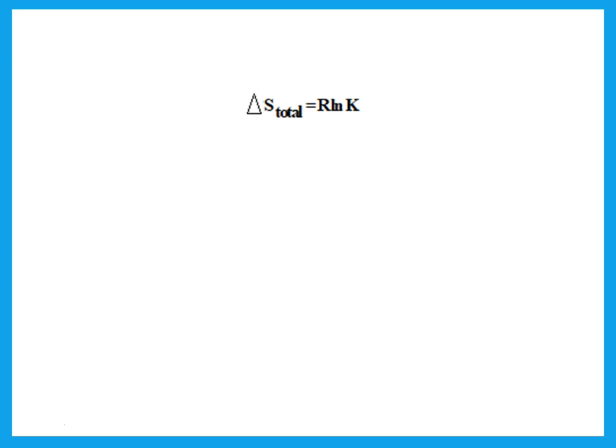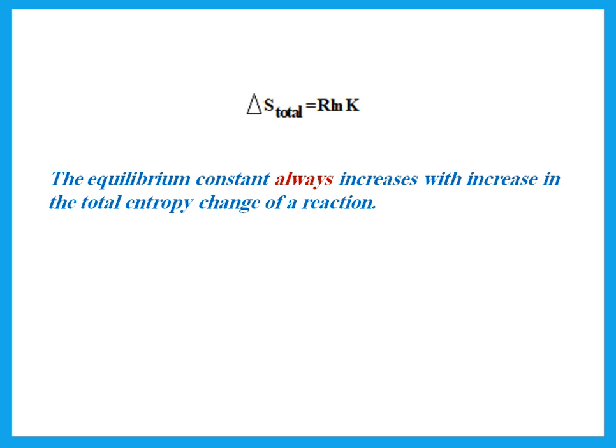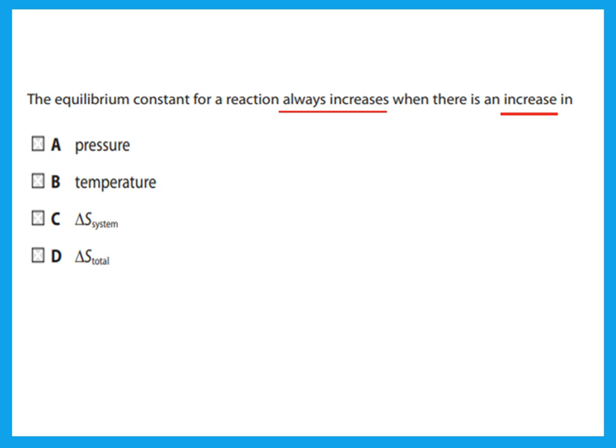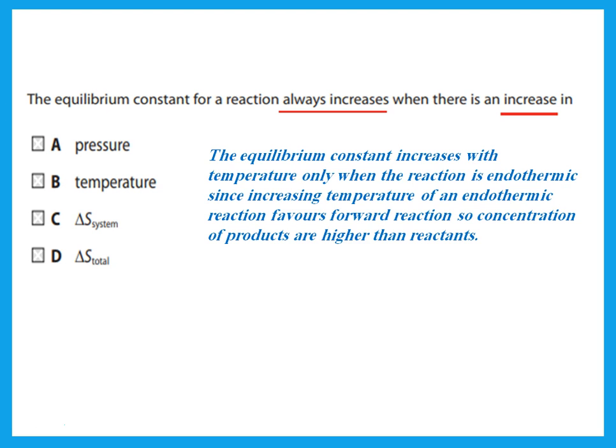Remember, when we were talking about entropy, we said delta S total is equal to R ln K. So remember that the equilibrium constant will always increase if the delta S total of the reaction increases, or the total entropy change of the reaction increases. So the question says the equilibrium constant for reaction always increases when there is an increase in what? We said always when there is an increase in the delta S total.